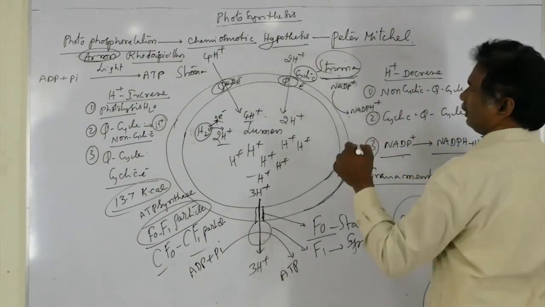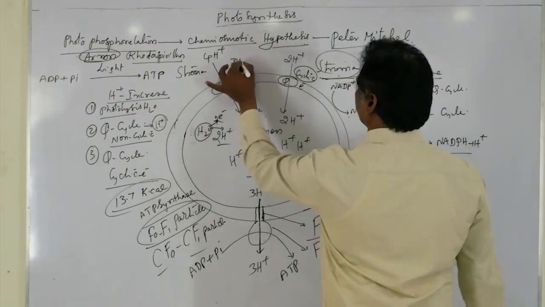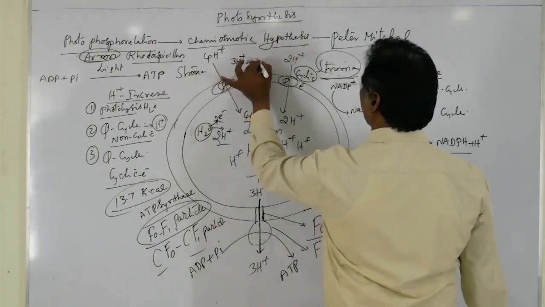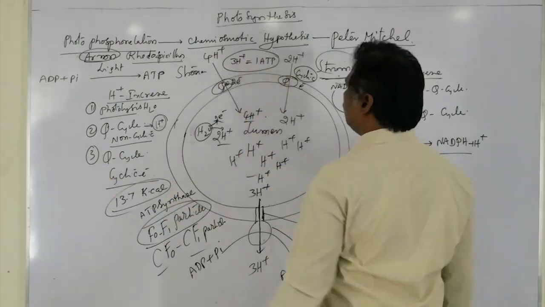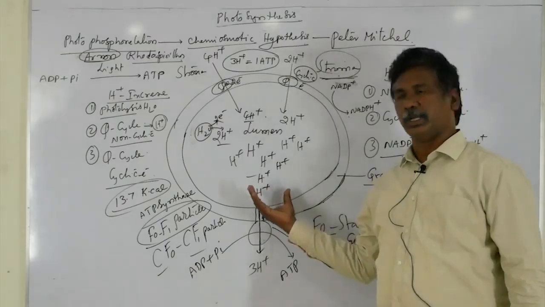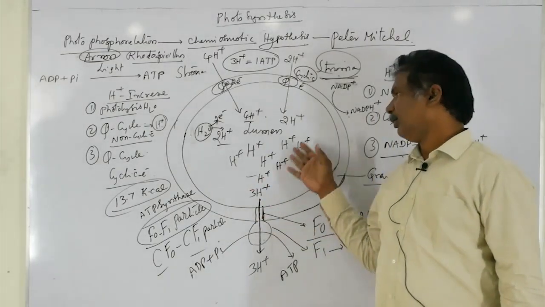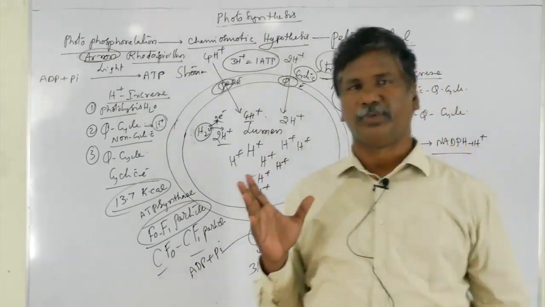That means every 3H plus equals 1 ATP. So when 3 protons are moved across the membrane from the lumen to the stroma, a large amount of energy is released.